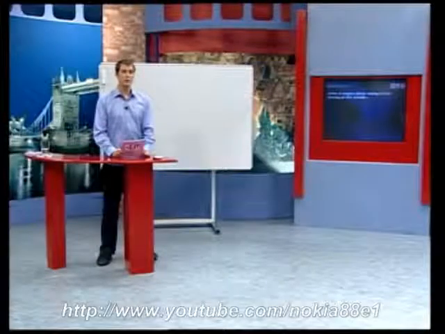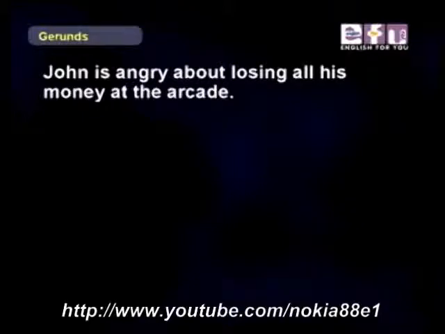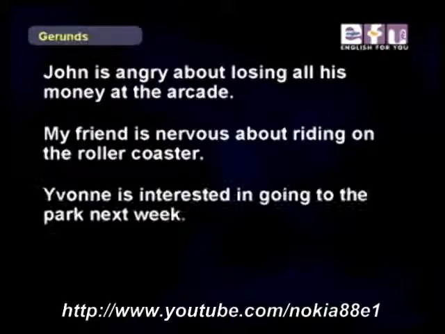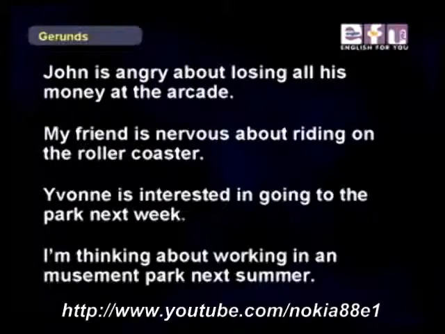Well, we also learned that gerunds can be used as the objects of prepositions with certain phrases. For example, John is angry about losing all his money at the arcade. My friend is nervous about riding on the roller coaster. Yvonne is interested in going to the park next week. I'm thinking about working in an amusement park next summer.